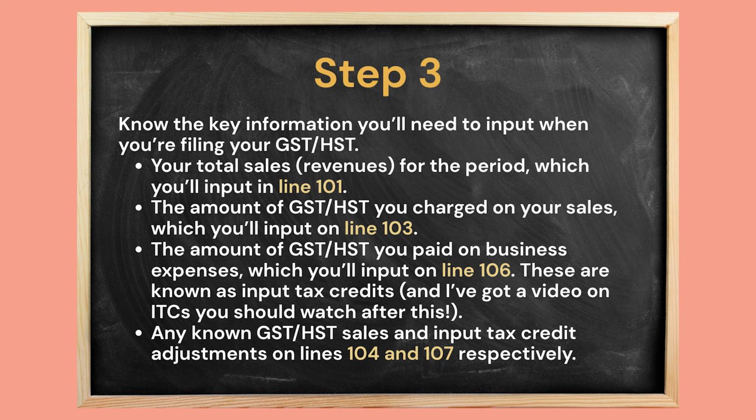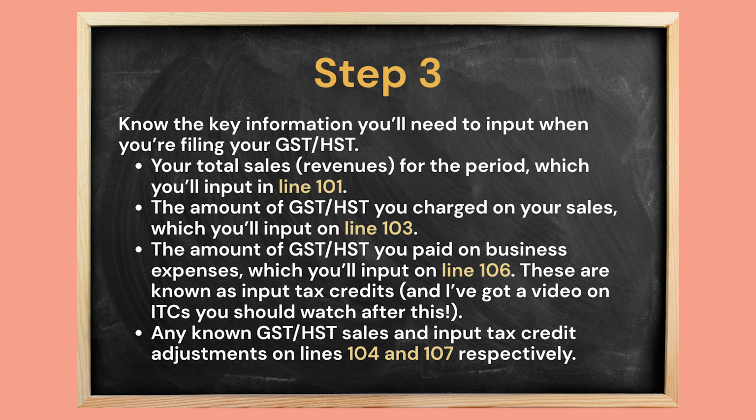Step three, know the key information you'll need to input when you're filing your GST HST. This includes your total sales revenues for the period, which you'll input in line 101, the amount of GST HST you charged on your sales, which you'll input in line 103, the amount of GST HST you paid on business expenses, which you'll input on line 106. These are known as input tax credits, by the way, and just a side note, if you don't really know what these are, I have made a video about ITCs too, so check that out after this. Next, any known GST HST sales and input tax credit adjustments, which you'll put on lines 104 and 107 respectively. And the rest should calculate itself.